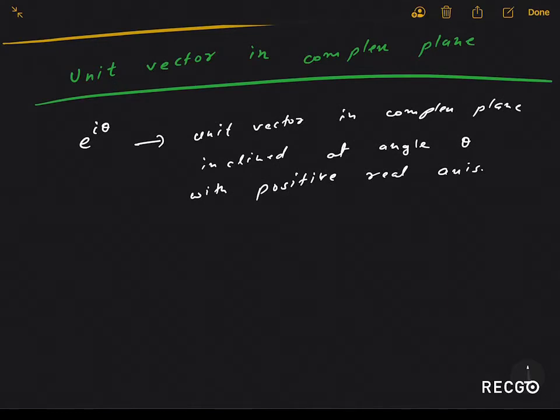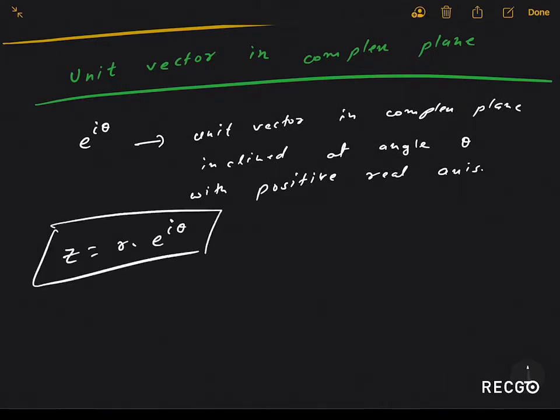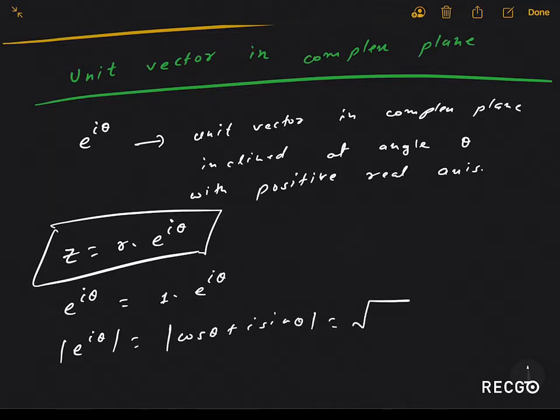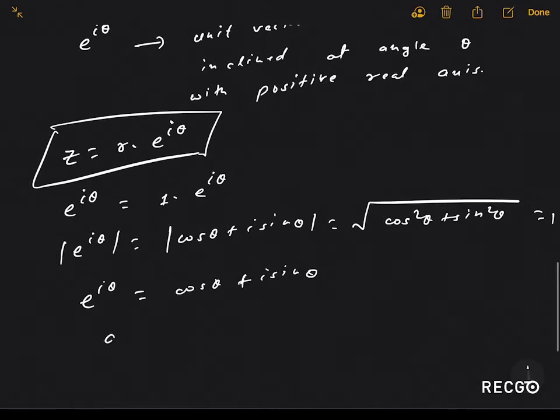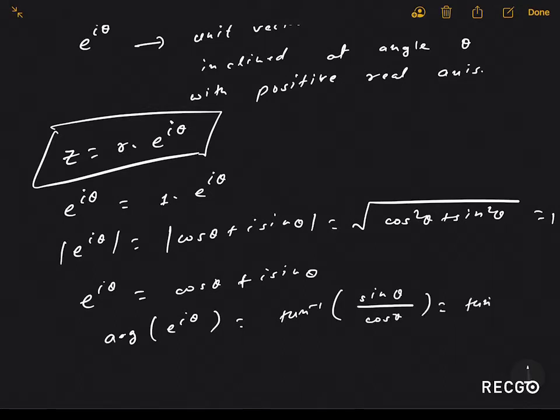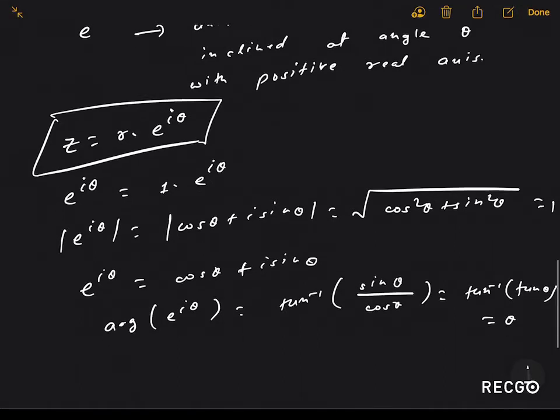Now how can we say that this is a unit vector? Suppose z is any complex number whose magnitude is r and argument is theta. So z in Euler form can be written as r into e to the power iota theta. Now e to the power iota theta can be written as 1 into e to the power iota theta. So from here also you can conclude that this is a unit vector because its modulus, or magnitude, is 1. Otherwise you can directly find its modulus by writing this in polar form and then applying the formula of modulus. Again you are getting 1.